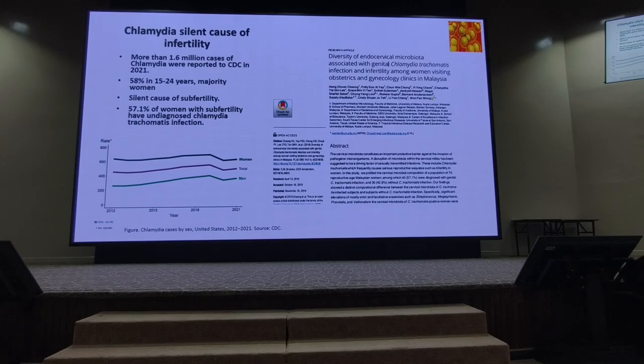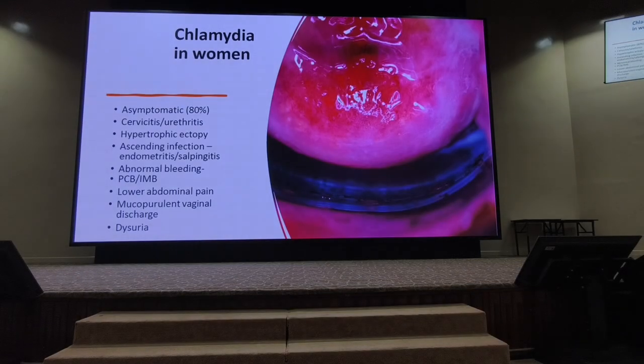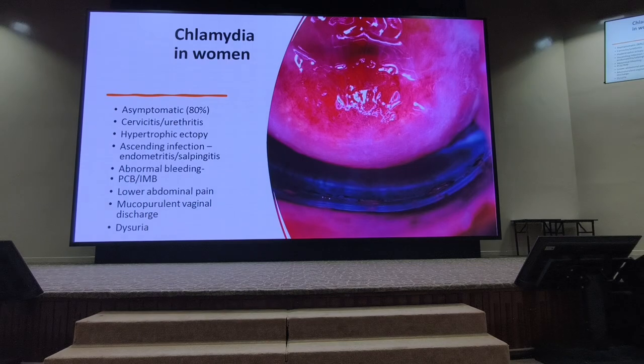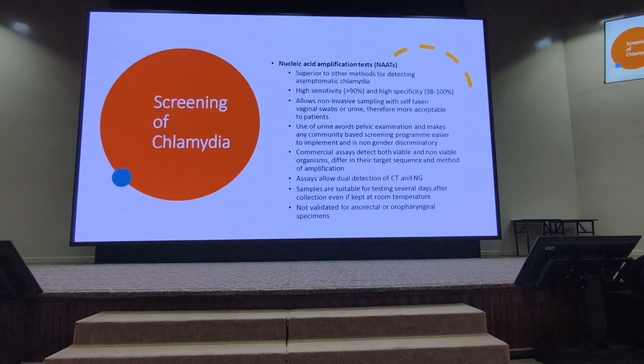So, as I said just now, chlamydia can be asymptomatic. You can only find it when they visit the infertility expert. We did a study many years ago and found that women seeking infertility consultation have a higher prevalence of chlamydia. It is asymptomatic in 80%. It causes cervicitis, urethritis, and it can cause ascending infection, PID, pain, and of course dysmenorrhea and so on.